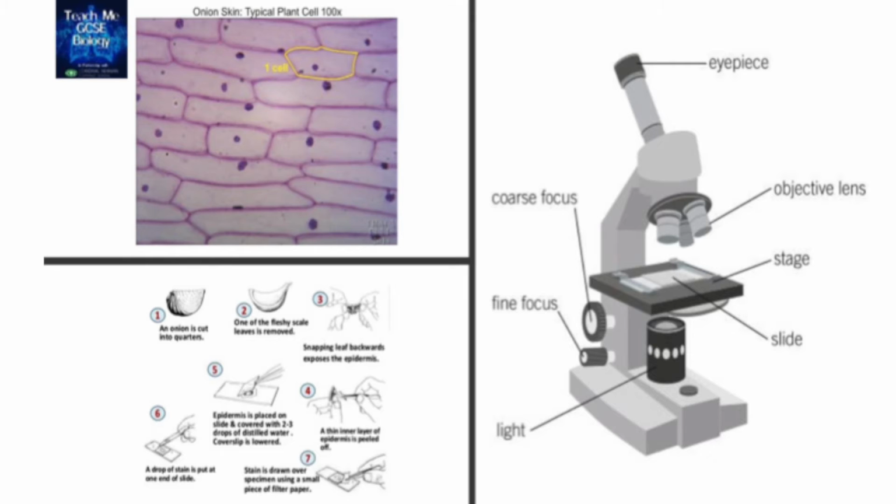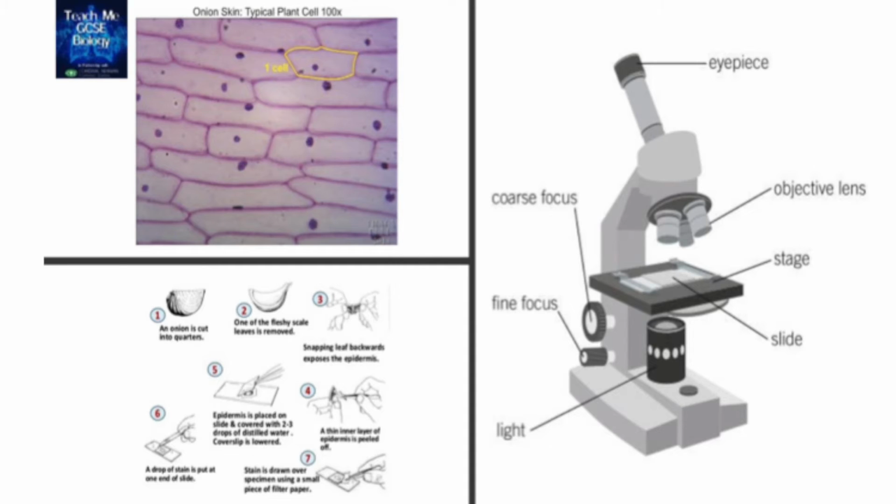Probably the most important part to remember is, yes, it will magnify things, but the issue that we have with light microscopes is that it has quite a low resolution. Do you remember what resolution means? Resolution is seeing things as clearly as you could see them. Yes. So resolution is the ability for a microscope to distinguish between 2 points.